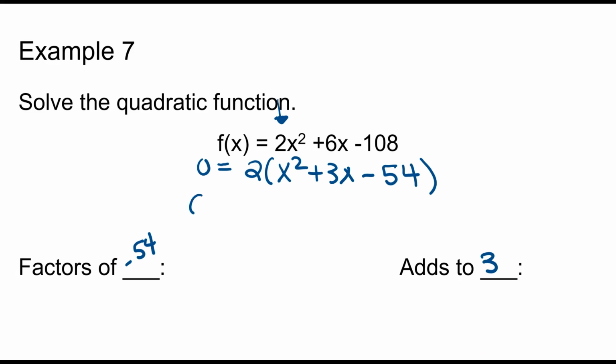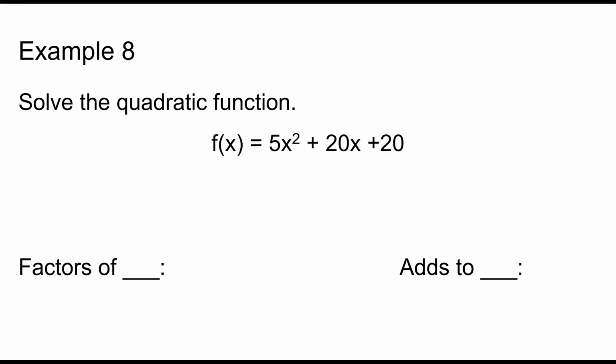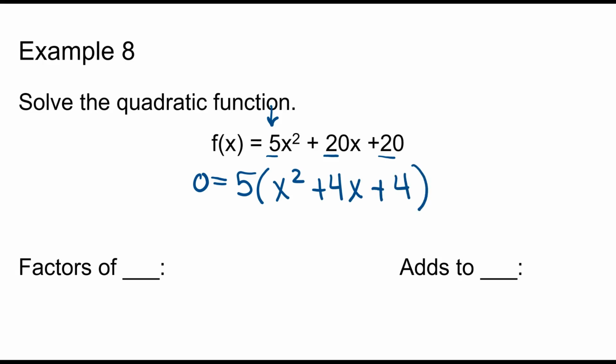All right, so we've got 0 equals 2, x plus 9, x minus 6. So our zeros are negative 9 and positive 6. We'll do a couple more together. Again, we want this to be 1. Let's see, can we divide each of these coefficients by 5? We can. So we get x squared plus 4x plus 4. And we want to know, are there factors of 4 that add to 4? Pause and see if you can figure it out first.